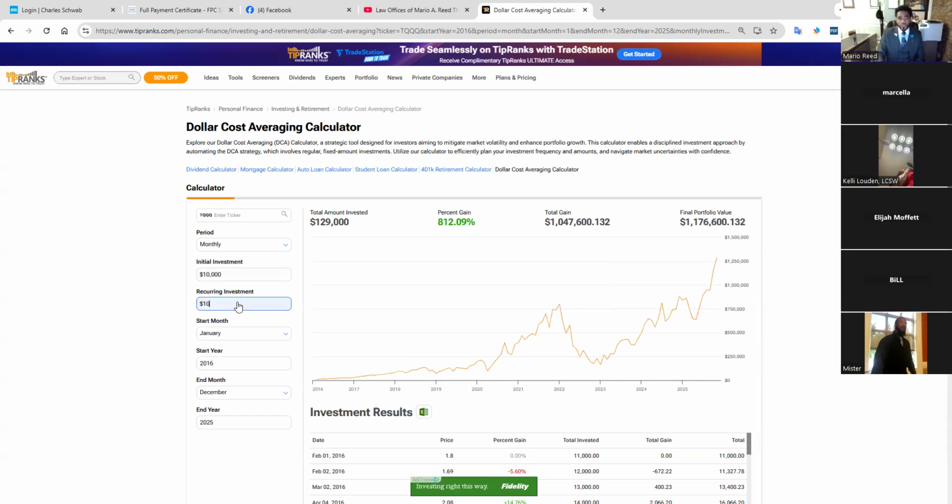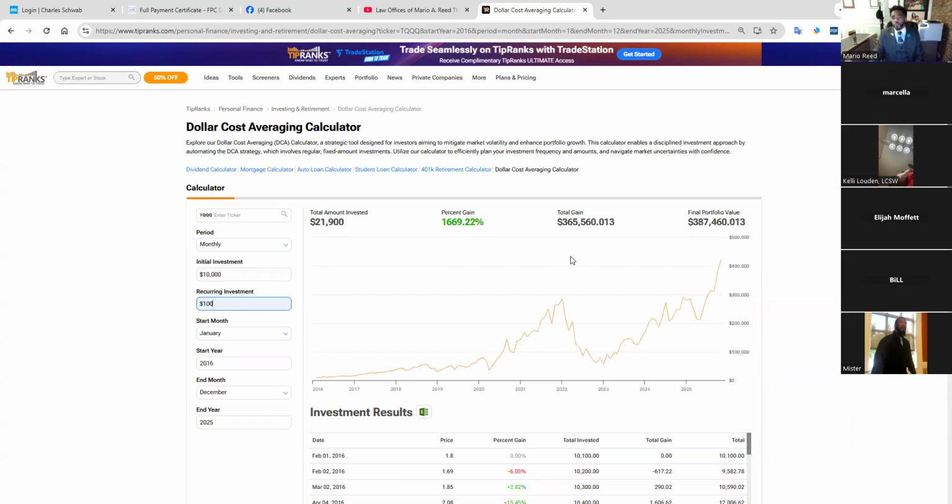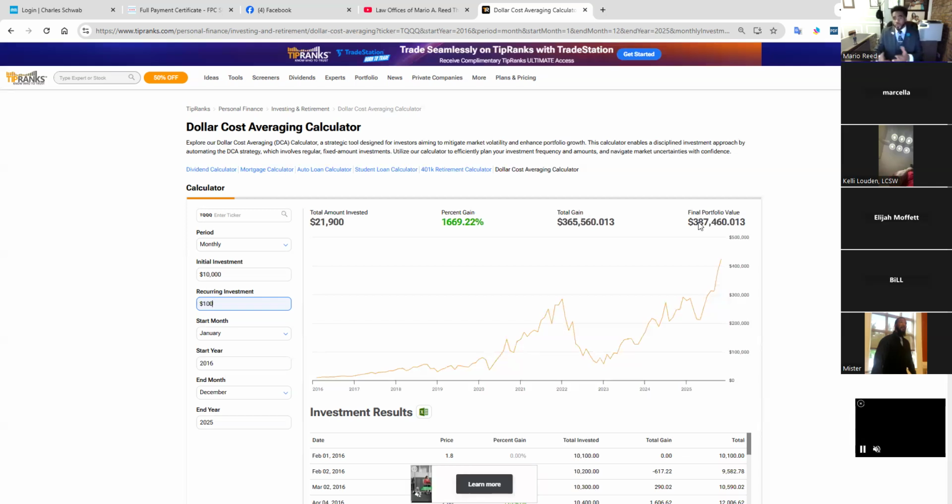Because if we take the $1,000 and go down to $100, you still end up with $387,000. Now, is $387,000 as good as 1.176 million? Not in my opinion or estimation, but I'd still rather have $387,000, especially considering that I only contributed $21,900. So before I get started and before people start posting comments and saying, oh, everybody doesn't have $2,500. I get it. I know.